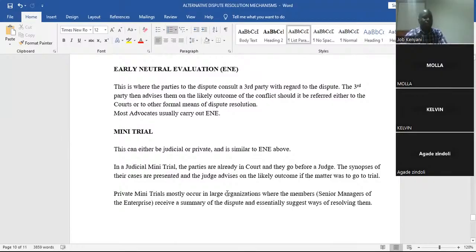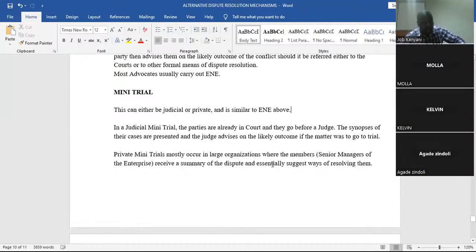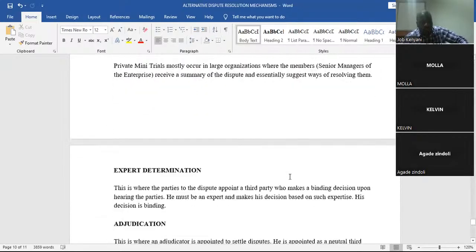Then mini trial. This can either be judicial or private, and it is similar to ENE, or early neutral evaluation, as above. In judicial mini trials, the parties are already in the court and they go before a judge. The synopsis of their cases are presented and the judge advises on the likely outcome if the matter was taken to trial. Private mini trials mostly occur in large organizations where members or senior managers of an enterprise receive a summary of the dispute and suggest ways of resolving it.